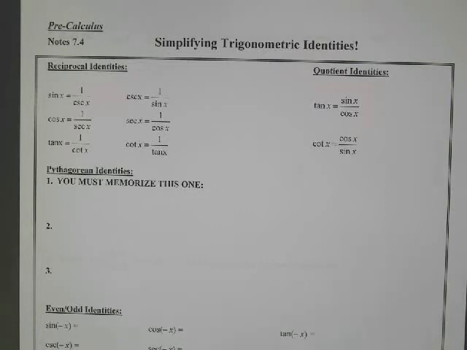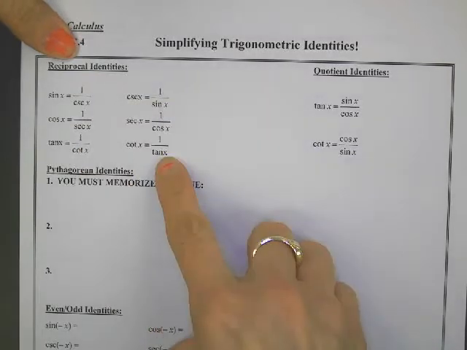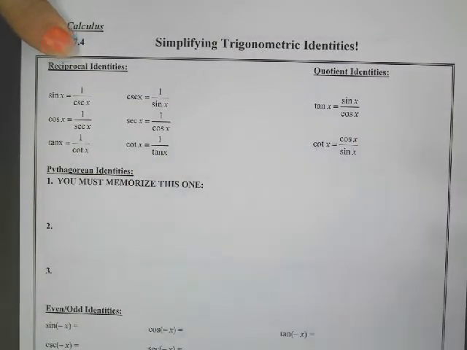Okay, let's go over our identities and start our first day of simplifying and verifying trigonometric identities. Here are the reciprocal rules and the quotient rules, which you should be very familiar with. Let's review those Pythagorean identities one more time.